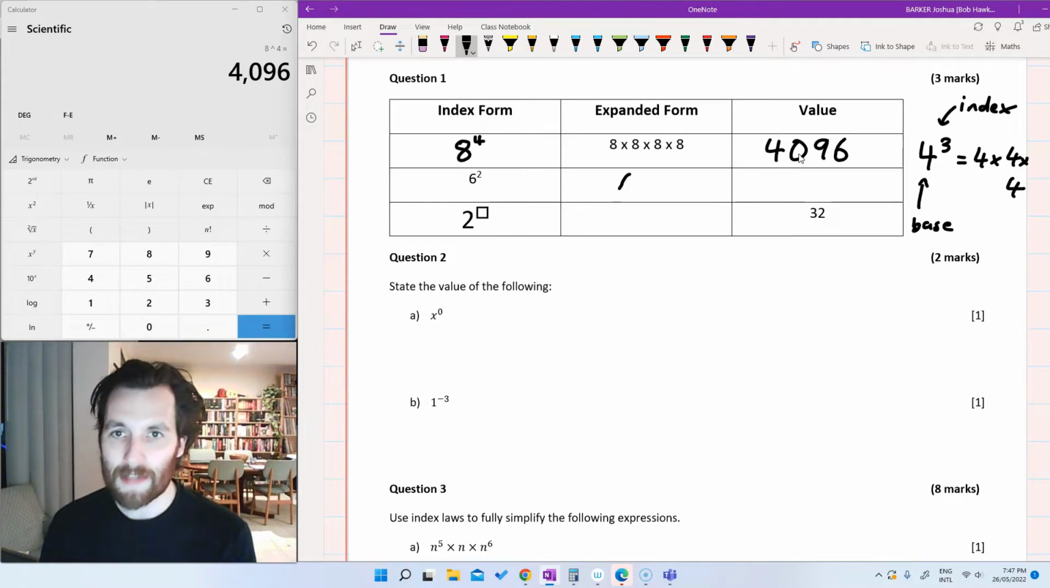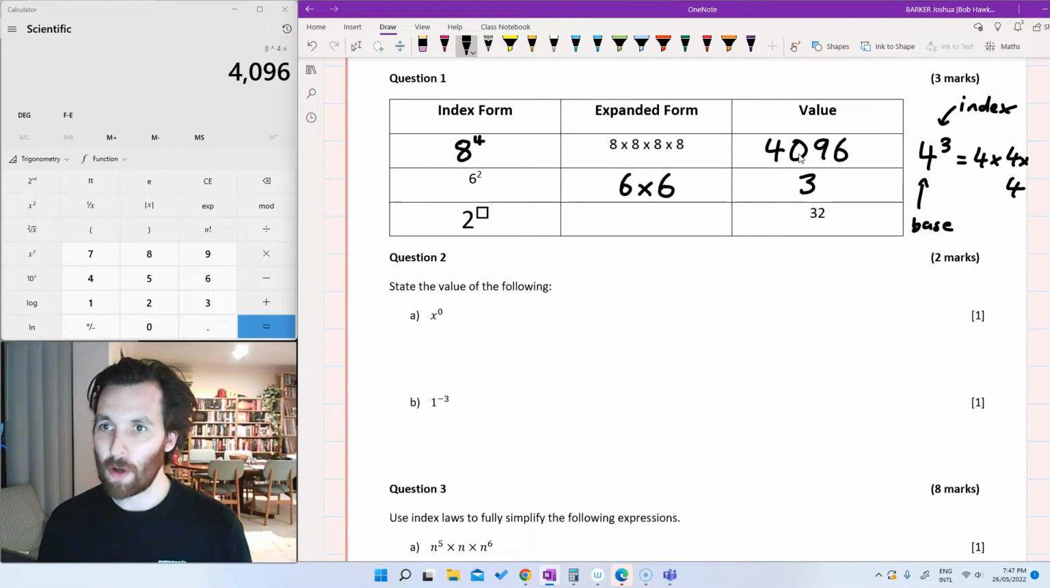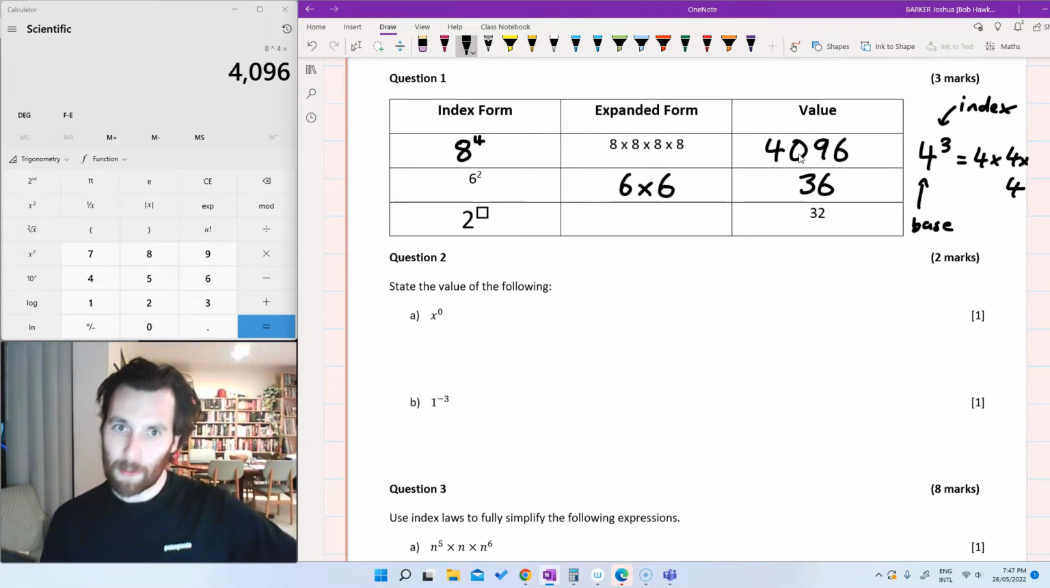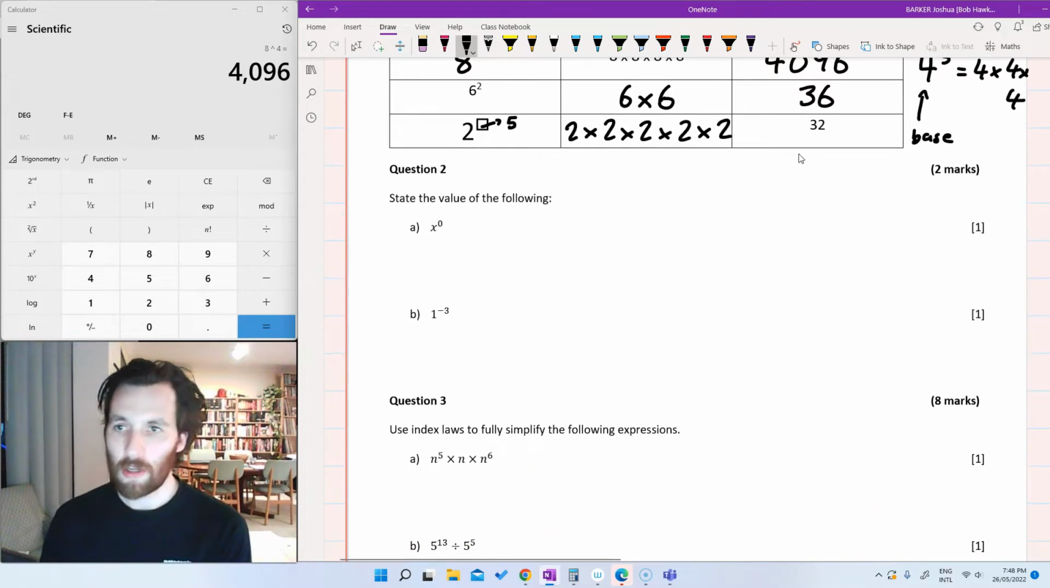6 squared is 6 multiplied by 6. So I've got a base of 6, an index of 2, so I'm going to use 6 twice in the multiplication. That's going to give me a value of 36. For the last one, 2 to the power something gives us 32. Well, 2 to the power 2 gives us 4, to the power 3 gives us 8, to the power 4 gives us 16, to the power 5 gives us 32. So that means 2 times 2 is 4, 8, 16, 32, and we write that in index form as 2 to the power 5. Lovely.